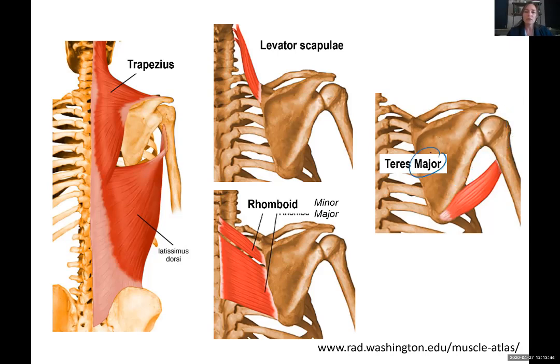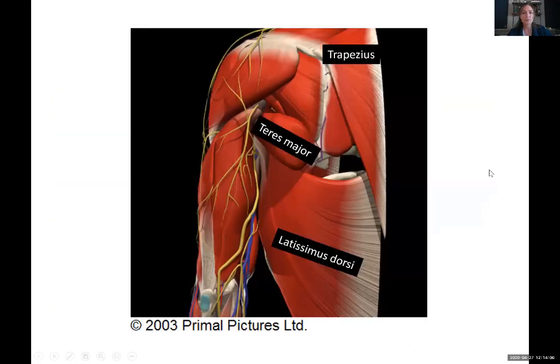Teres major is not in that group because see how it's attached more to the shaft, the diaphysis of the humerus. So it has a more significant contribution in moving your arm, whereas the rotator cuff muscles don't really move your arm very far because they attach so close to right up here. So I just wanted to point out that distinction.